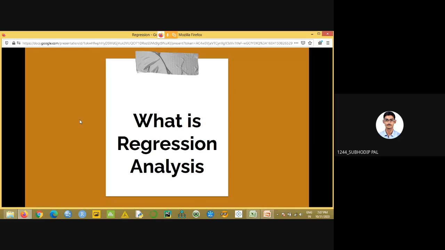Okay. So regression analysis is basically a particular statistical method in which we can understand the relationship between two or more variables, right? Two or more variables means there will be two types of variables, independent variable and dependent variable, right? So what is independent variable and what is dependent variable?